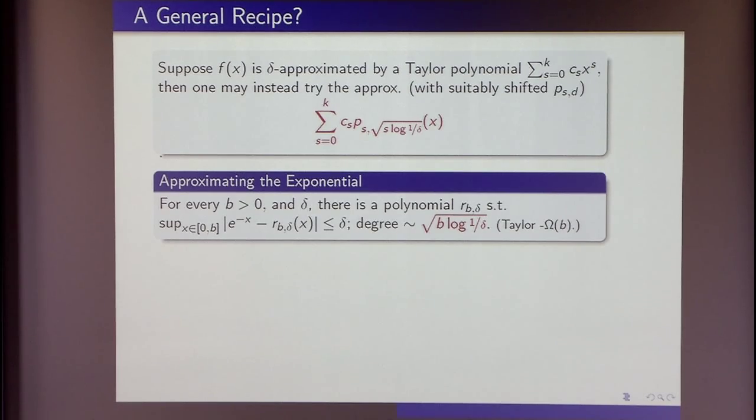So you're saying the Taylor series, if we take degree, to get constant delta, we would get degree b, or? Yeah. Okay. Yeah.